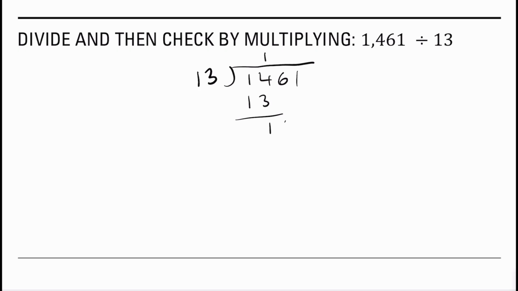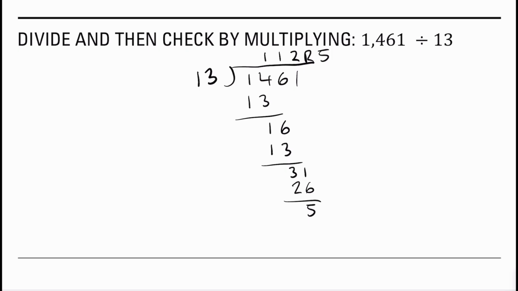Now we want to bring down the 6. 13 goes into 16 one time. 13 times 1 is 13. Then we get 3 when we subtract 13 from 16, then we bring down the 1. 13 goes into 31 2 times. And then that's going to be 26. And so we work out that we have a remainder of 5. So we write 112 R5.